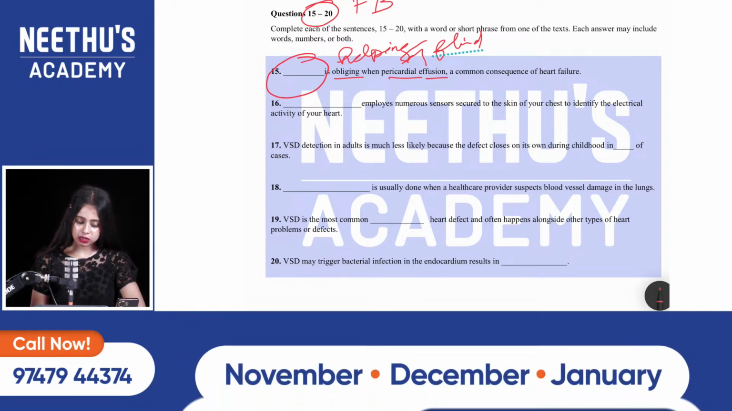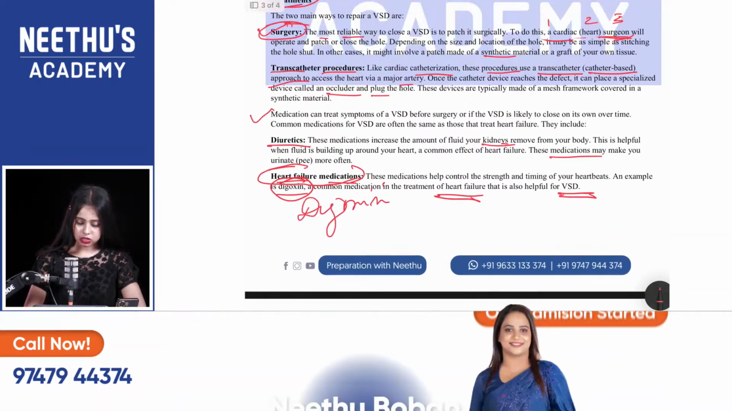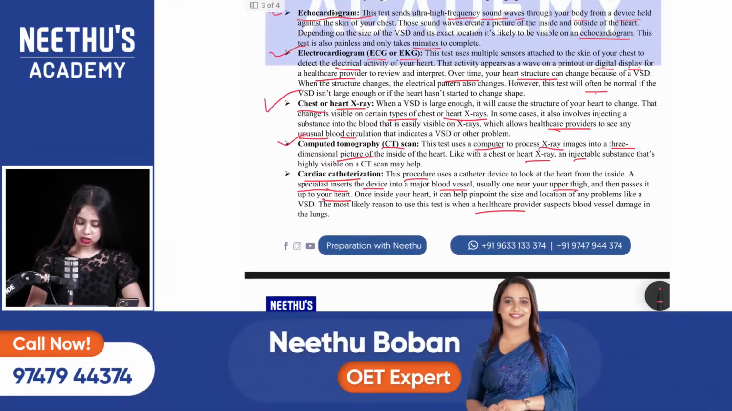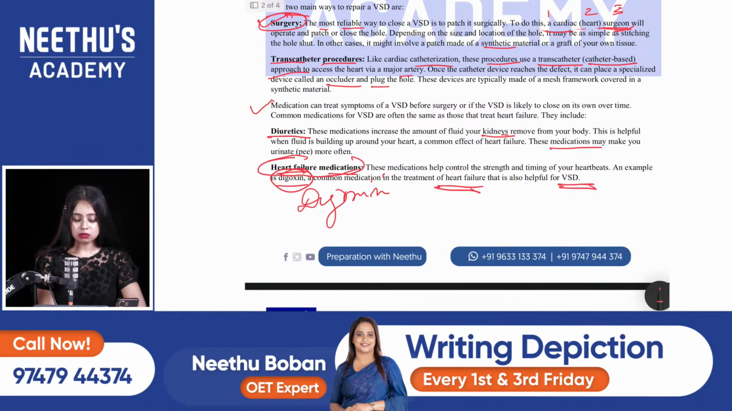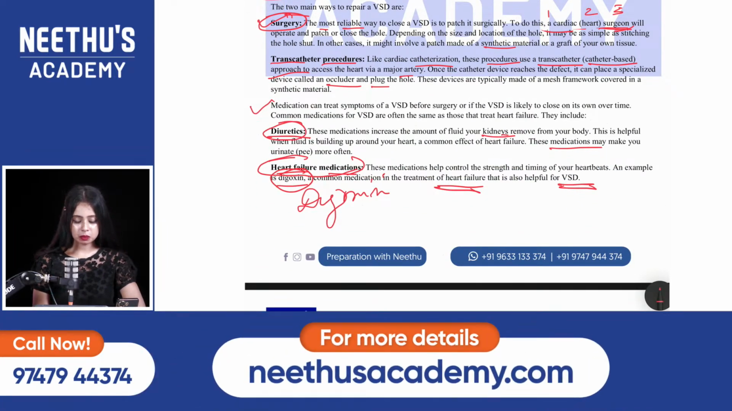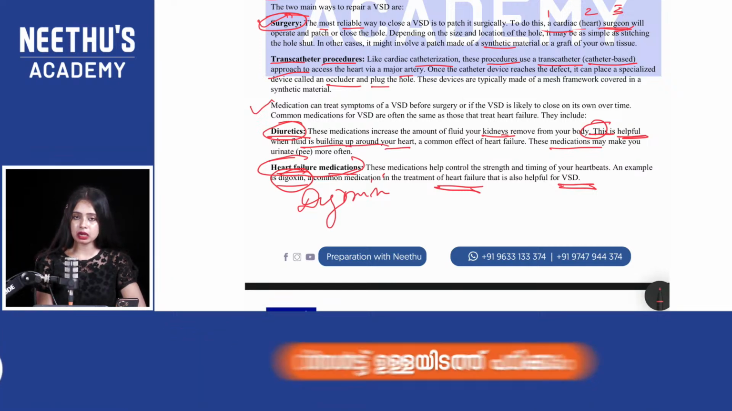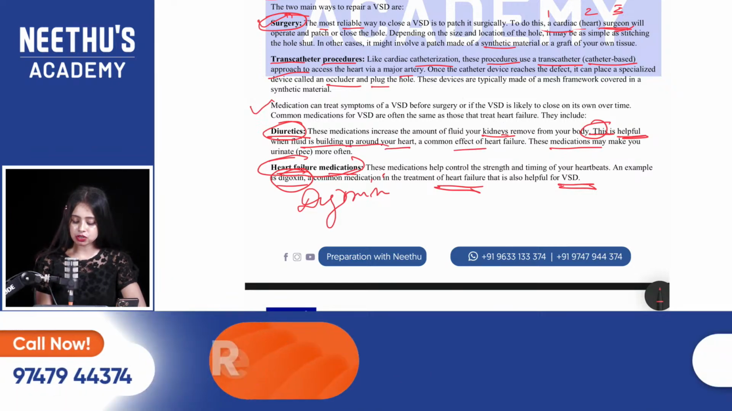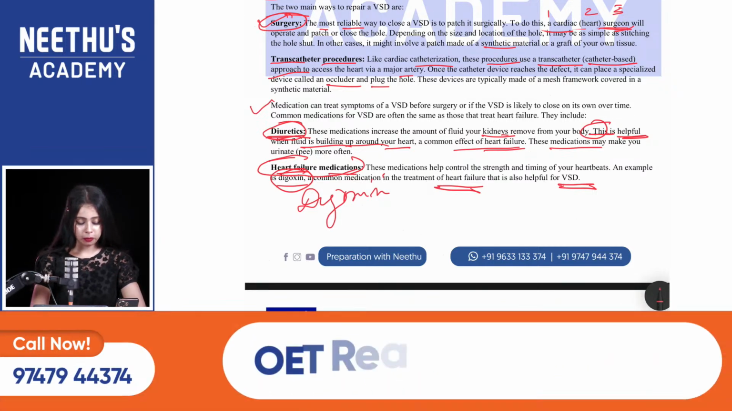So what is the missing word there? What is the technique called? Or what is used there? I think it is mentioned here, yeah, diuretics. Okay, so where is it mentioned? See, this is helpful, obliging when the fluid build up around your heart, that is pericardial effusion, a common effect of heart failure. So answer is diuretics.